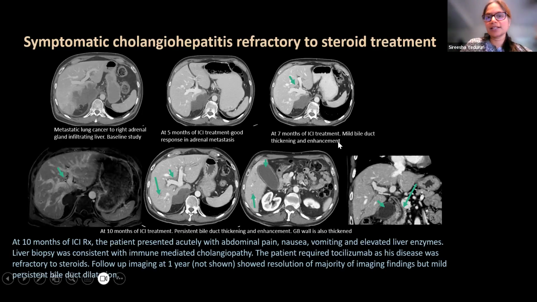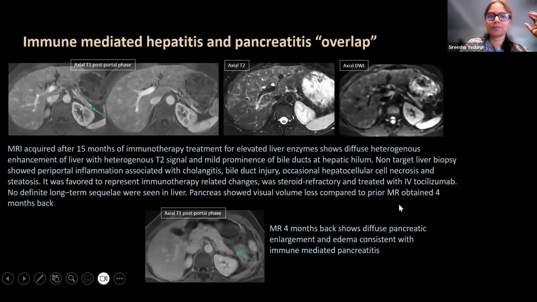And this is initially mild bile wall thickening. At 10 months, again, you can see more wall thickening. And here there is gallbladder mild thickening and enhancement. This is more fluid distended compared to normal. This is cholangitis, and then this is cholecystitis. We can see common bile duct wall thickening. So this patient had both immune-mediated pancreatitis and hepatitis.